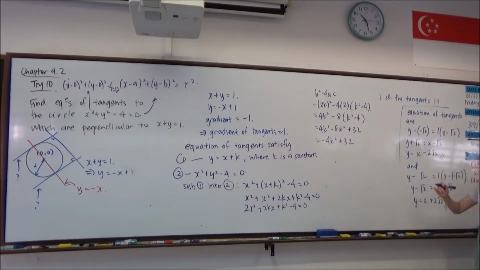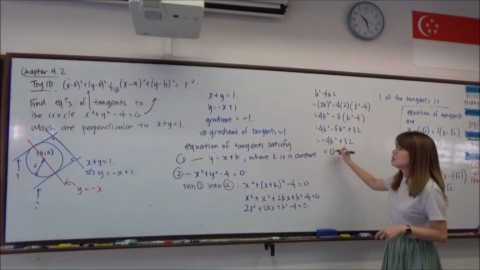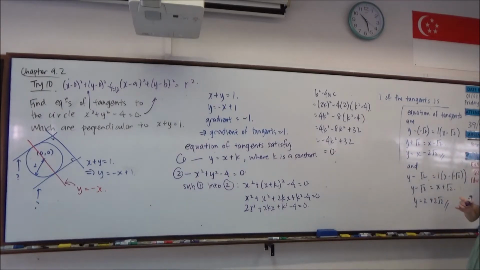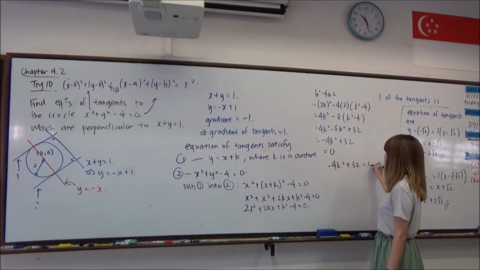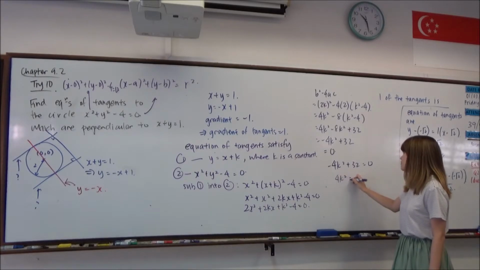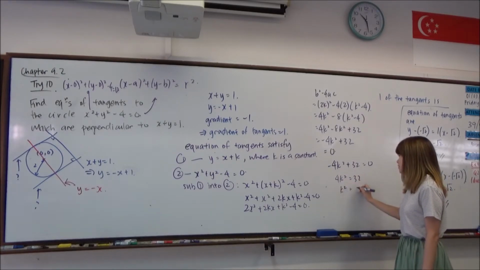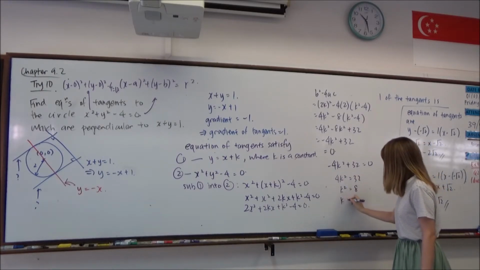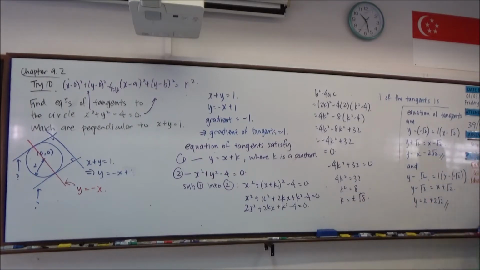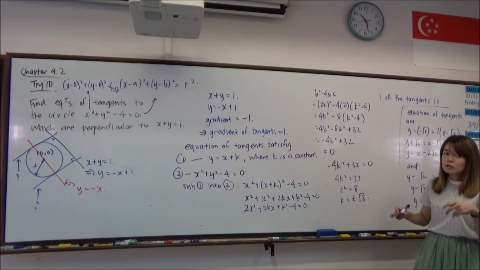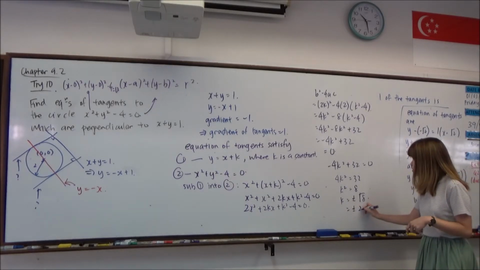Okay, so we get negative 4k squared plus 32 for the discriminant, and this will be equal to 0 because we're looking at tangents. So we will be able to solve for the value of k. k is equal to plus or minus square root 8. And if we remember how to simplify surds, square root 8, 8 is 4 times 2, so it's actually equivalent to 2 square root 2.